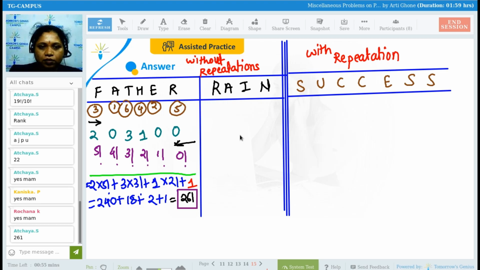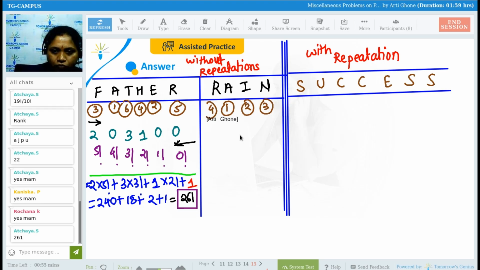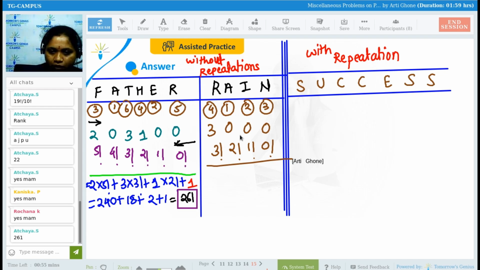Everyone done? For rain, you are supposed to do a very easy question. A, B, C, D, E, F, G, H, I, J, K, L, M, N, O, P, Q, R. So this is the fourth one. Then less than 4, there are 3. Less than 1, there are 0. Less than 2, 0. Less than 3, 0. So it is 0 factorial, 1 factorial, 2 factorial, 3 factorial. So it will be 3 into 3 factorial plus 1.